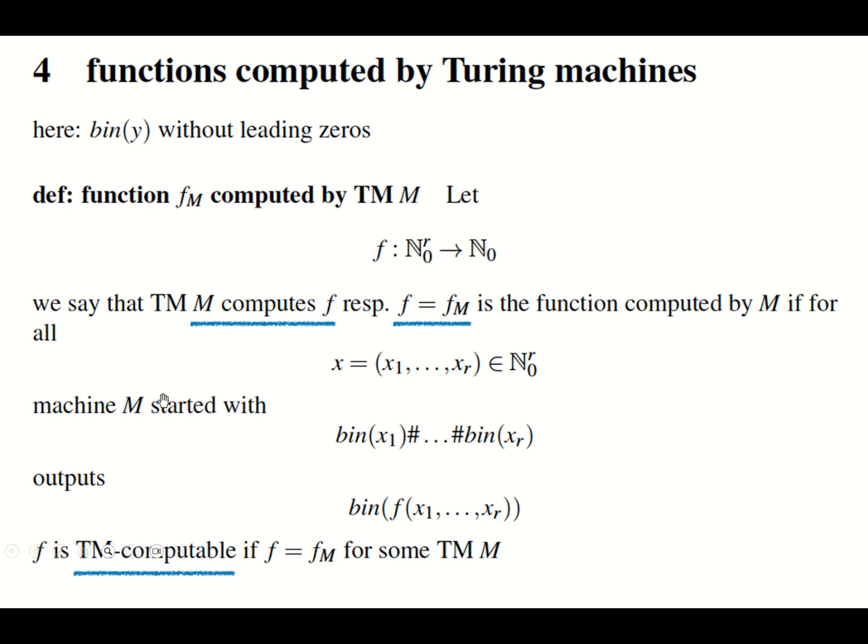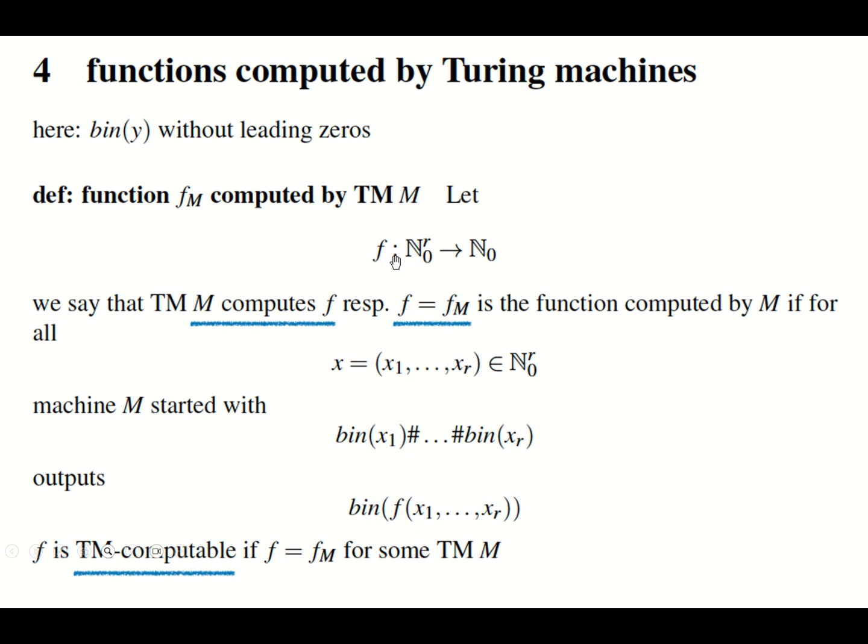So I will say that if my machine M on tape 1, as an input, starts on bin x1 # bin x2 # bin x3 up to bin xr, then when it's finished working, so I start my machine on this input, it does whatever I programmed it to do, and when it's finished, there's a binary representation of f of x written on tape 1. So this is what it means. A straightforward definition. This is what is meant by a Turing machine computing this function.